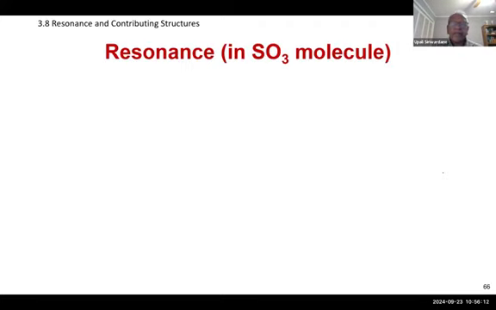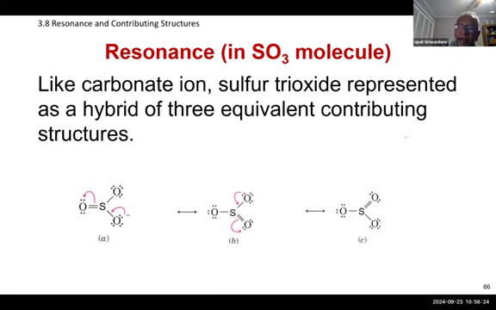The resonance in SO3 molecules. Similar idea, same as the carbonate ion, SO3 molecules also show resonance. There are three ways that the double bond could be distributed, right here, right here. Therefore, the real molecule represents all the features of these three. So that's what resonance is. Do you have the idea what resonance is?